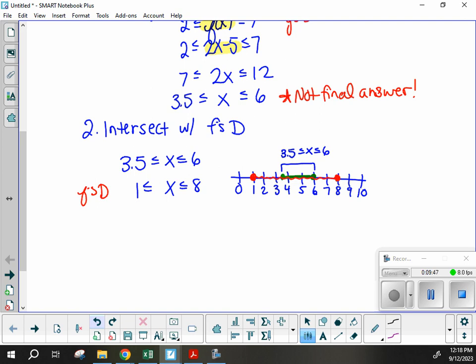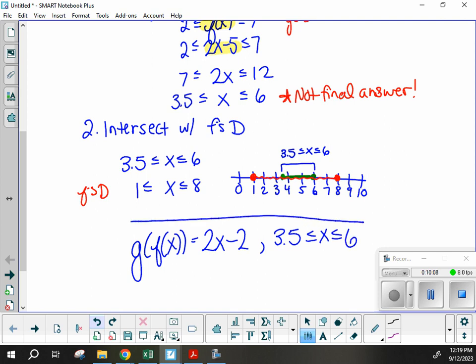Most of the examples that we've seen, when you take the intersection, you really have to change that inequality around, but this one happened to be just that, the not-the-final-answer step. Okay, so final answer, let's put it all together. g of f of x is this equation, 2x minus 2, for x between 3.5 and 6. Okay, come see me if you have any more questions.